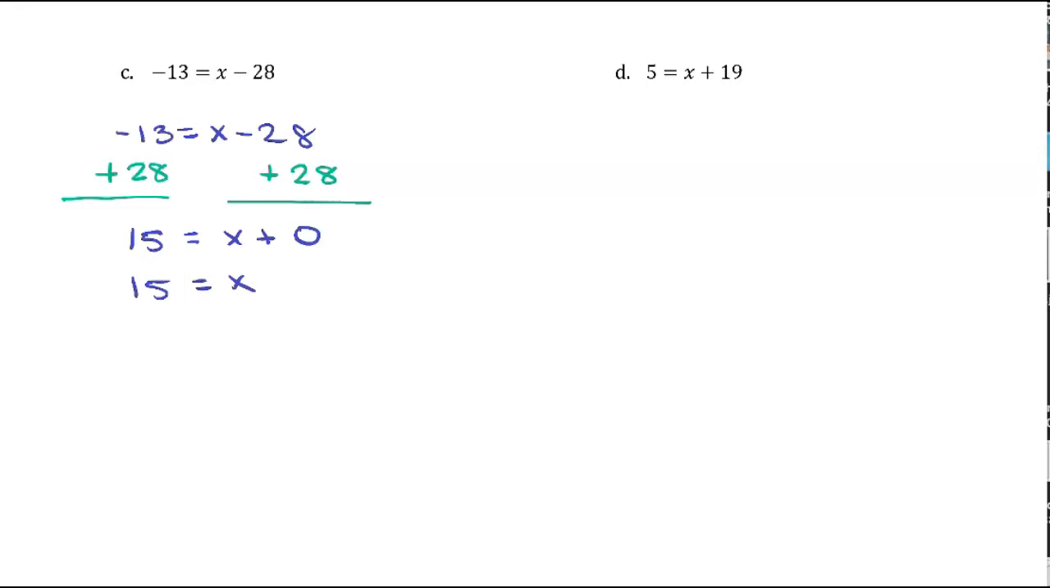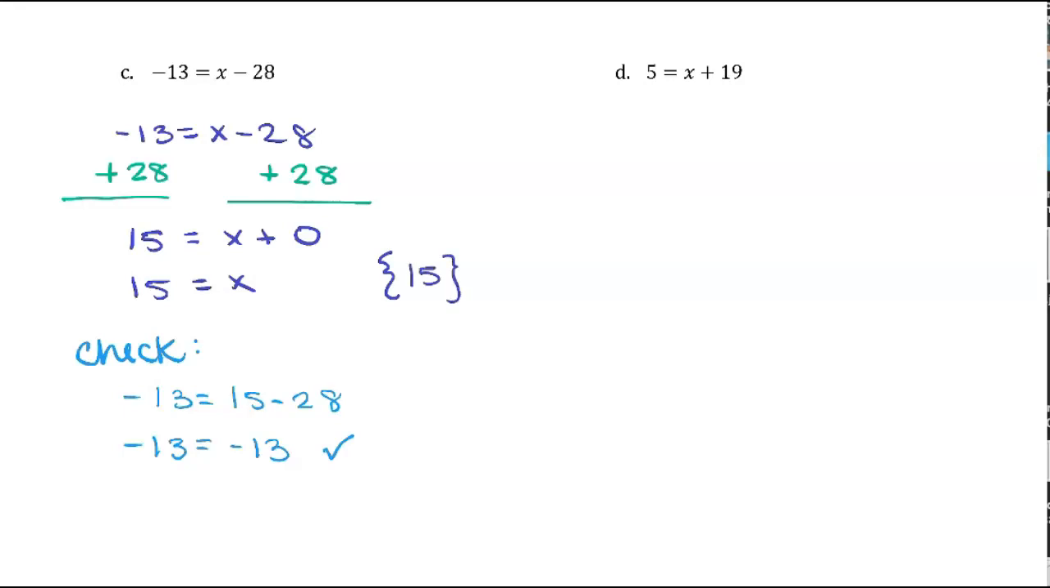and the last thing we need to do is to double check. Substituting 15 in where the x is, we have negative 13 equals 15 minus 28. 15 minus 28 is negative 13. So we do end up with a true statement and our solution works. That is, the solution set for this equation is the set containing the single value of 15.